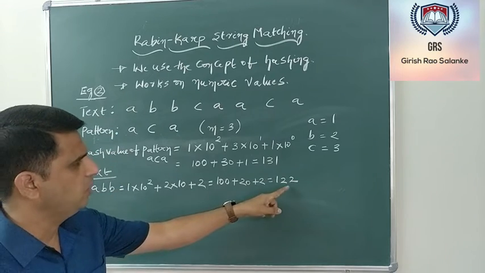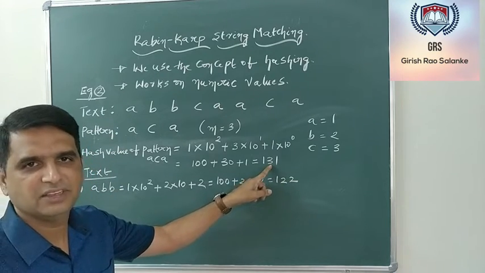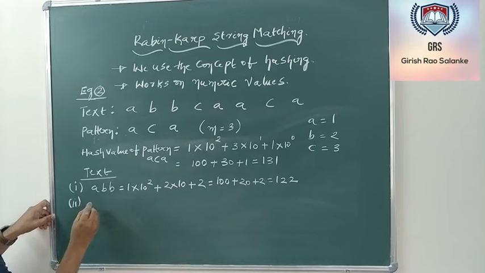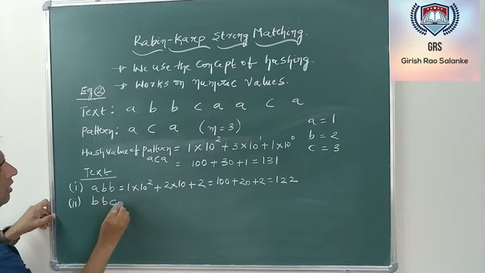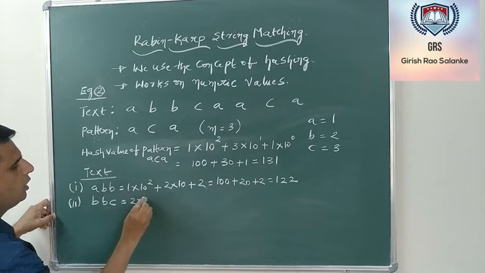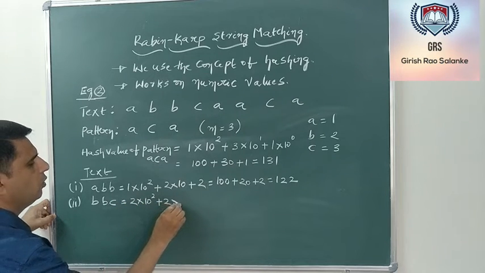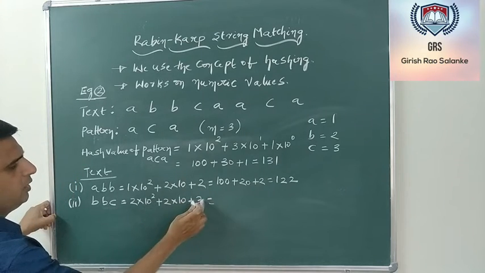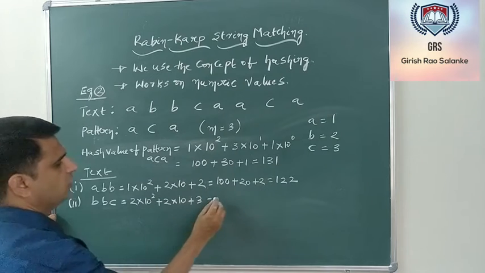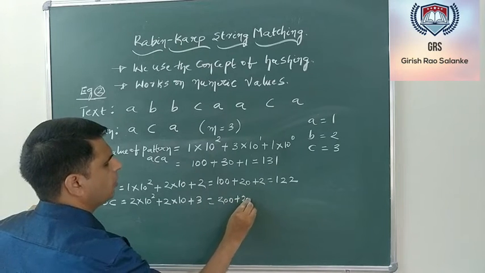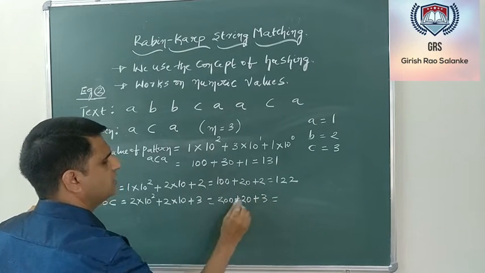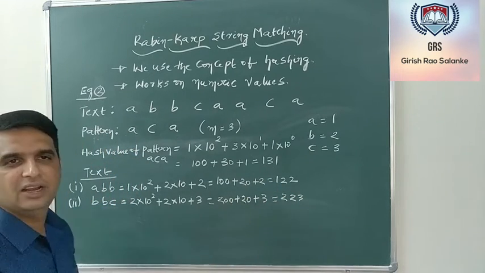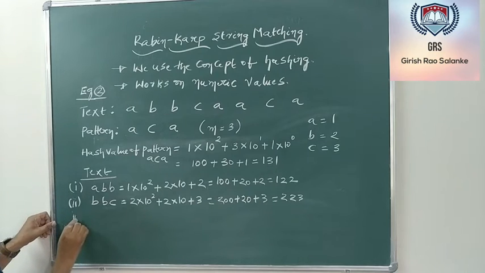Now compare this hash value 122 with 131, whether it matches. It does not match. Now go for the second 3 characters. The second 3 characters are BBC. So BBC is 2 into 10 square plus 2 into 10 plus 3, where 3 is 3 into 10 to the power of 0. So this is 200 plus 20 plus 3, which is 223. Now compare this 223 with 131. It does not match. Now go for the next three characters.